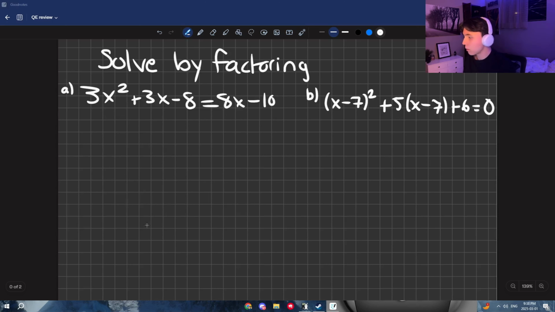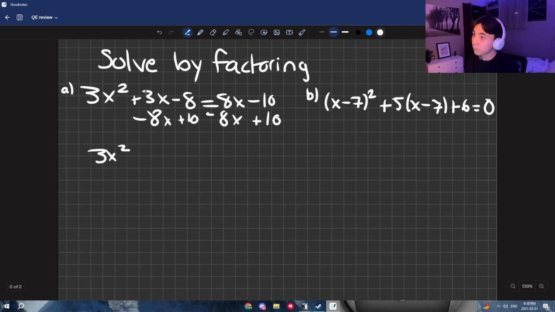First, I'm going to move everything to one side. You could move the 3x squared plus 3x minus 8 over here, but I'm going to make the right side equal to 0. So I'm just going to subtract 8x and add 10. I get 3x squared, and then negative 8 plus 3 gives us negative 5x, and then negative 8 plus 10 gives us 2, equals 0.